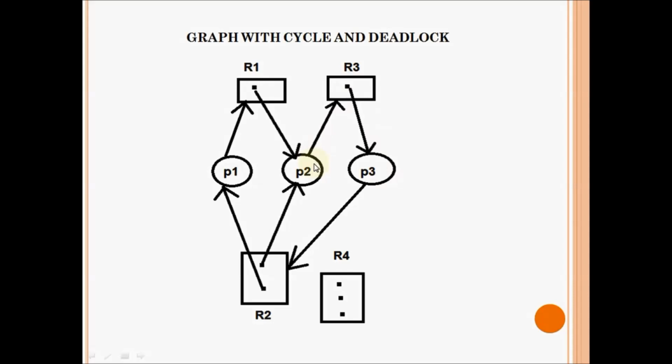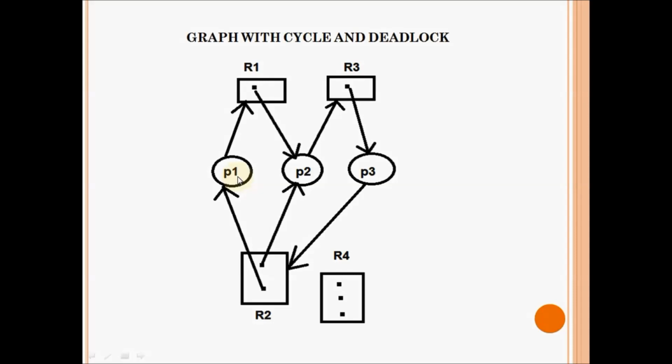So that's why now P2 and P3 both of them can't complete the execution. We will check for P1. See, P1 is holding the instance of R2, but it is requesting for the instance of R1. But you can see here R1 instance is used by P2, right? So I can't allocate R1 to P1 now. So P1 also can't complete its execution.